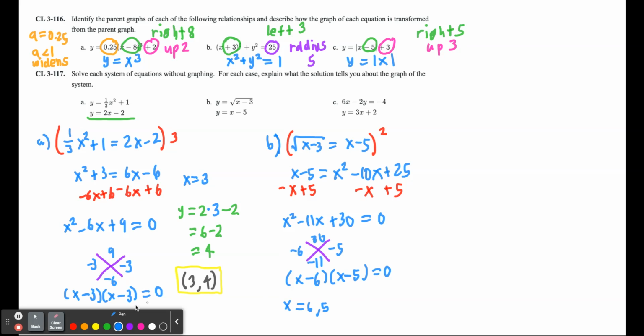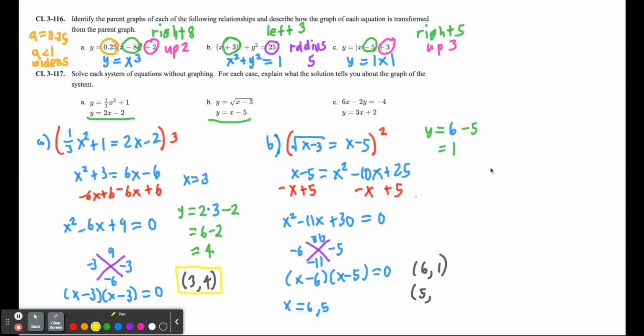Again, those are your x coordinates of your points of intersection. So you have one point that's 6 something and one point that's 5 something. And then you plug that in. You can plug it into either, but there's one that's a little easier. So y equals 6 minus 5, which is 1. So you have (6, 1).